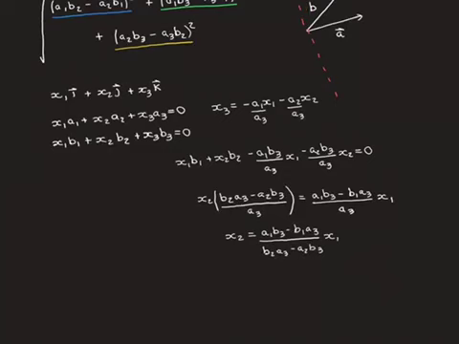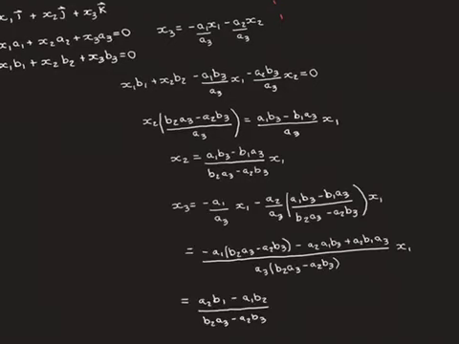So now taking this formula for x2 in terms of x1 and substituting it in here, we will get a formula for x3 in terms of x1 as well. So what this gives us is that x3 is equal to minus a1 over a3 times x1 minus a2 over a3, and now we're substituting in for x2 this thing here. So a1 b3 minus b1 a3 all over b2 a3 minus a2 b3 all times x1.